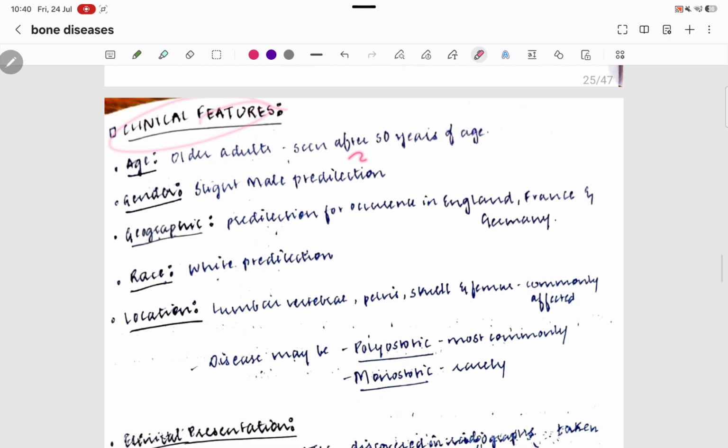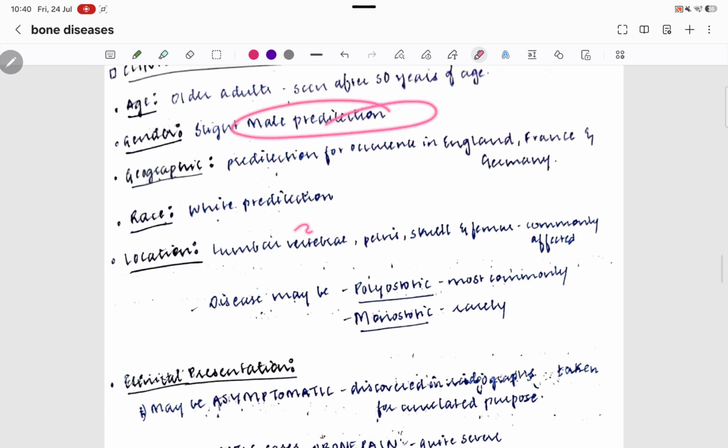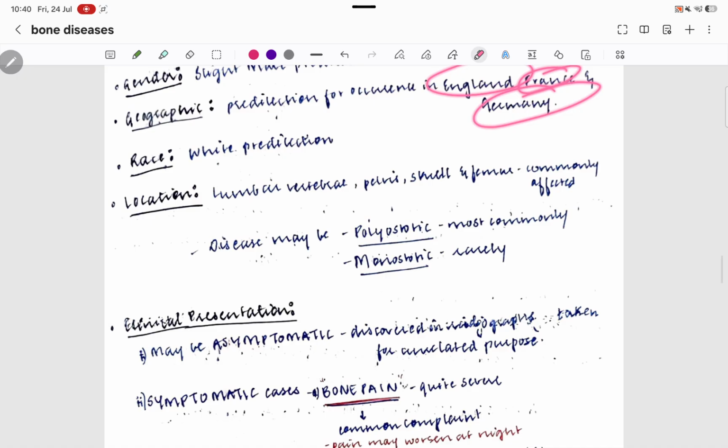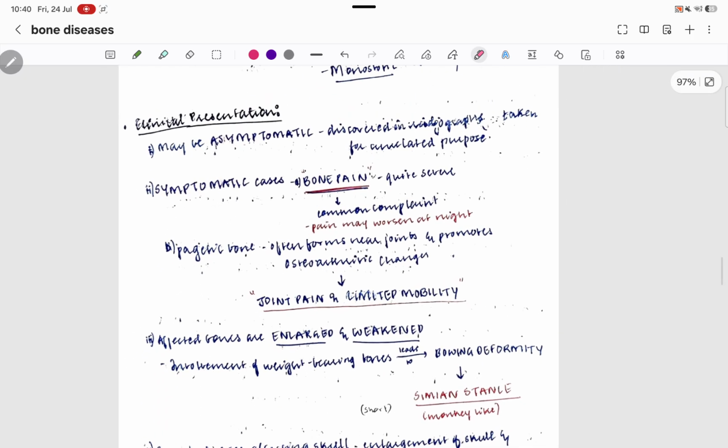Clinical features, as I told you, older adults 50 plus. This disease is seen in 50 plus, usually male predilected, and it is predilected for occurring in England, France and Germany. Race is white predilection. Location is in the lumbar vertebrae, pelvis, and the skull, femur are commonly affected. Disease could be polyostotic or monostotic.